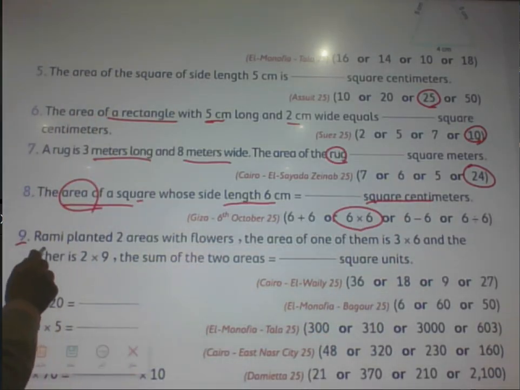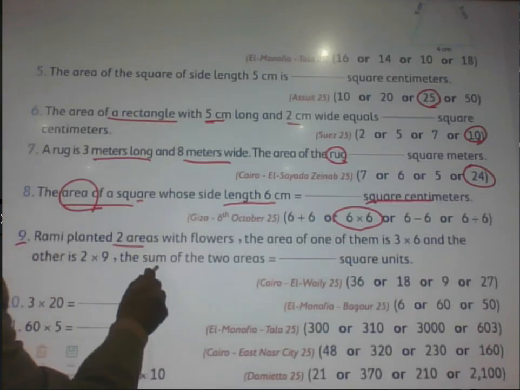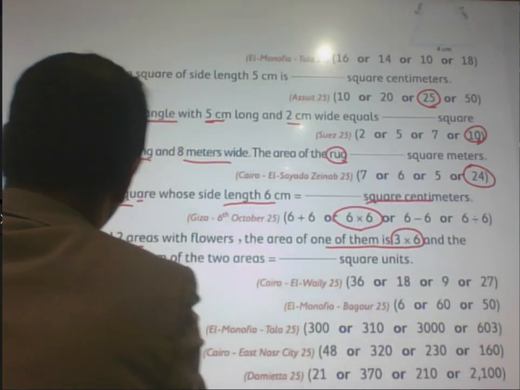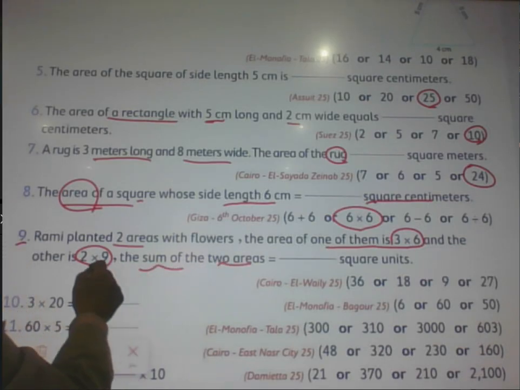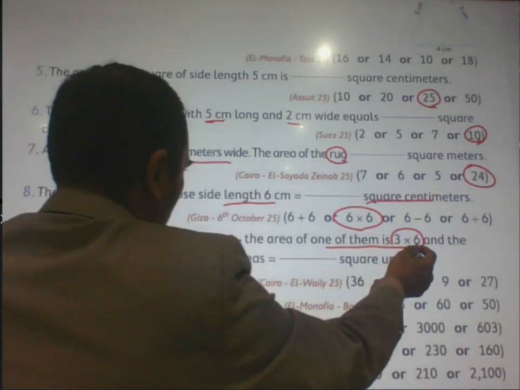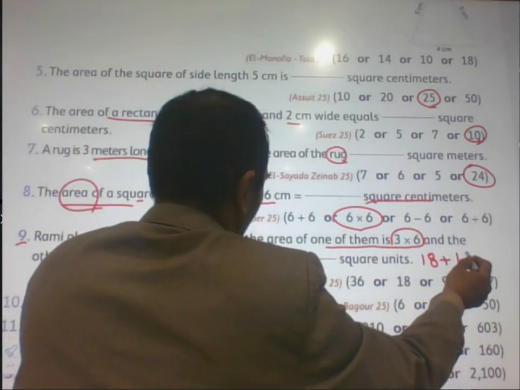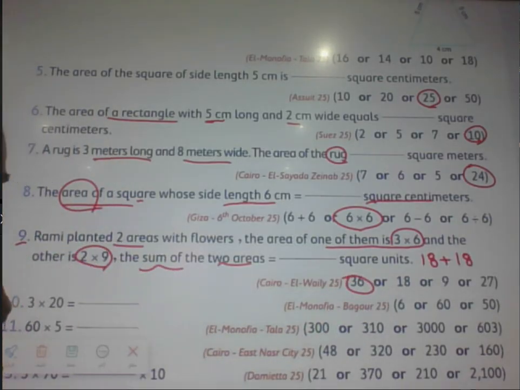Next, question number 9. Rami planted 2 areas with flowers. The area of one of them is 3 times 6 and the other is 2 times 9. And for the sum of the 2 areas, we find area 1 and area 2. Area 1, 3 times 6 equals 18, and area 2, 2 times 9 equals 18. Okay, 18 plus 18 is 36. The answer is 36.